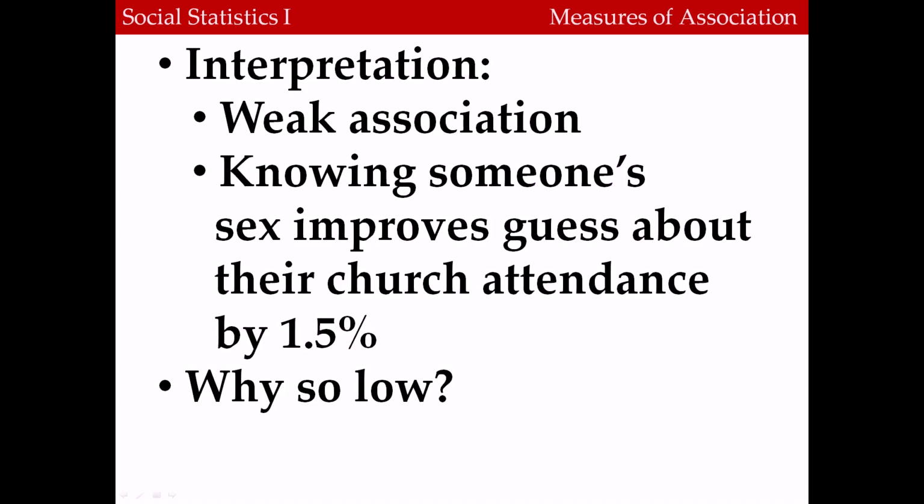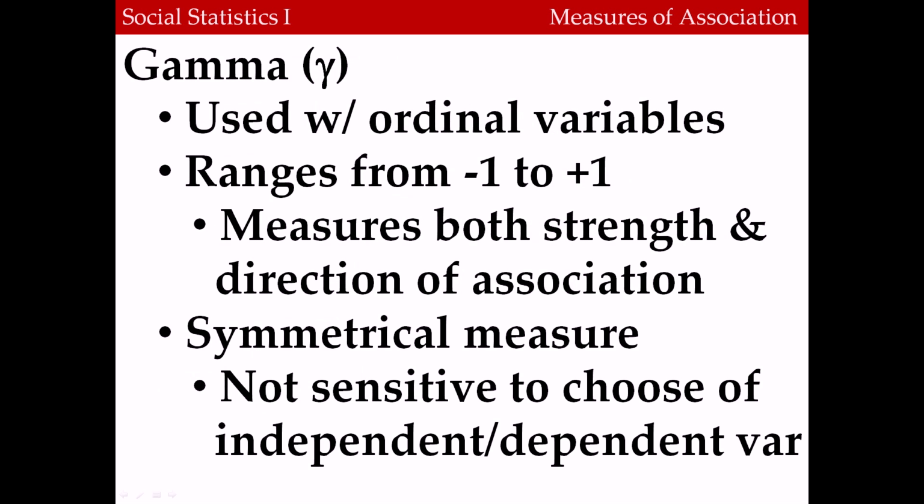And so how do we interpret that? Well, we can see that there's a weak association between sex and church attendance. We can say that having information on somebody's sex improves our guess about their church attendance by about 1.5%. Now you might be wondering, why is it so low? Well, there are several factors that influence somebody's church attendance, and evidently sex isn't one of them. So we should have taken into account other factors if we wanted to know why people attend church. But it doesn't seem like sex is something that really can differentiate between regular or non-regular church attendance.